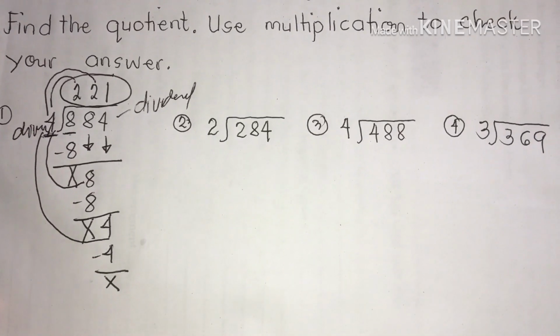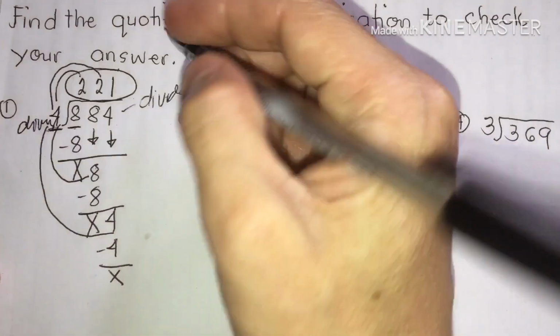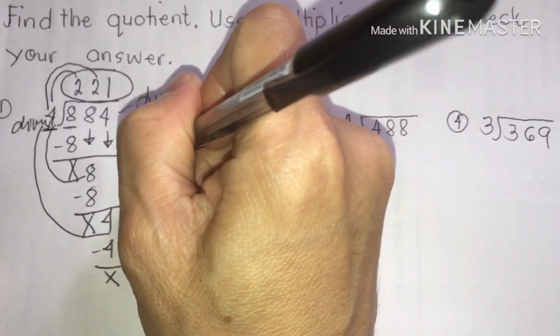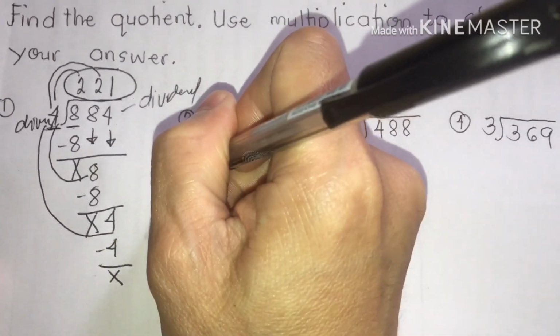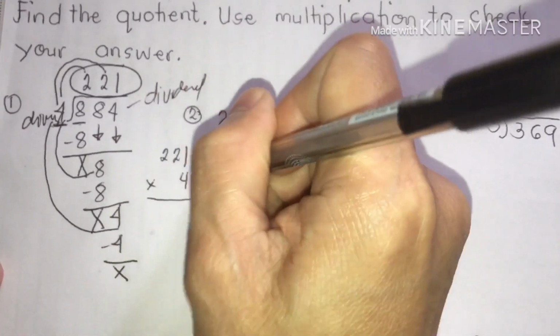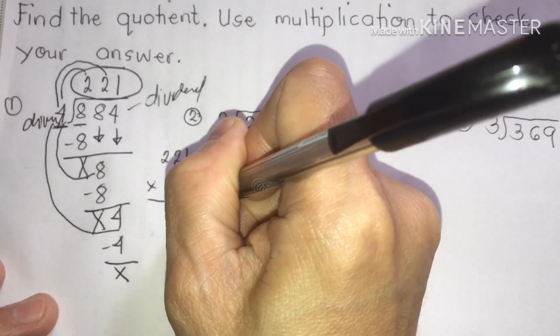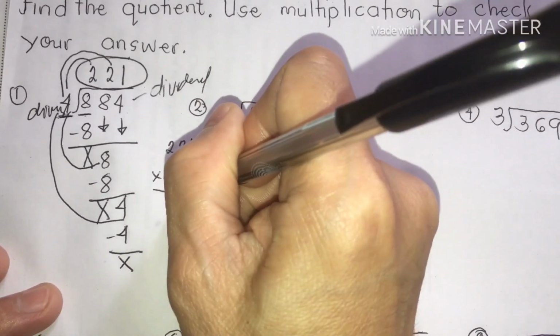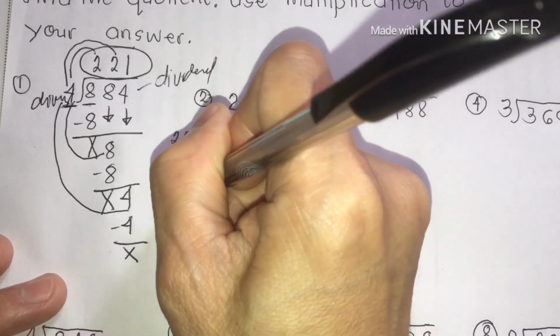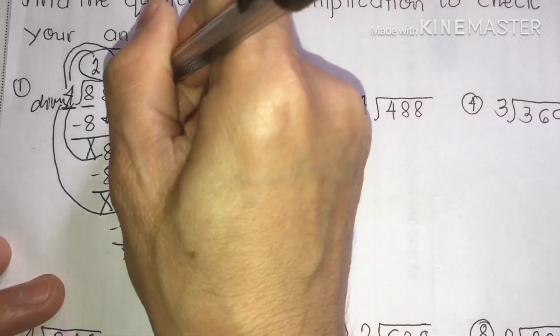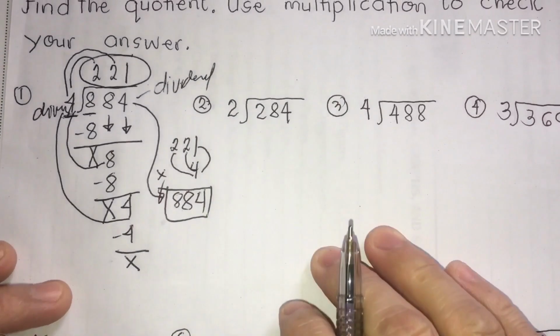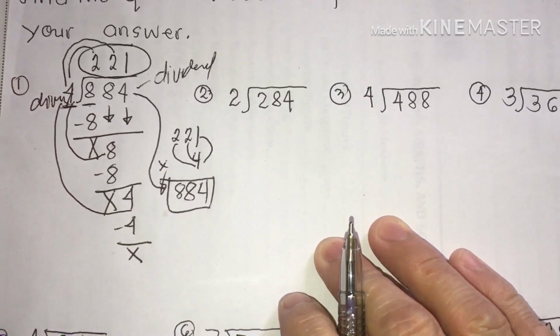Okay? So later we're going to check through multiplication. I'm going to check 221 times 4 because 4 is our divisor. So 1 times 4 is 4, 2 times 4 is 8, 2 times 4 is 8. This is actually correct, class. 884 for number 1, right?